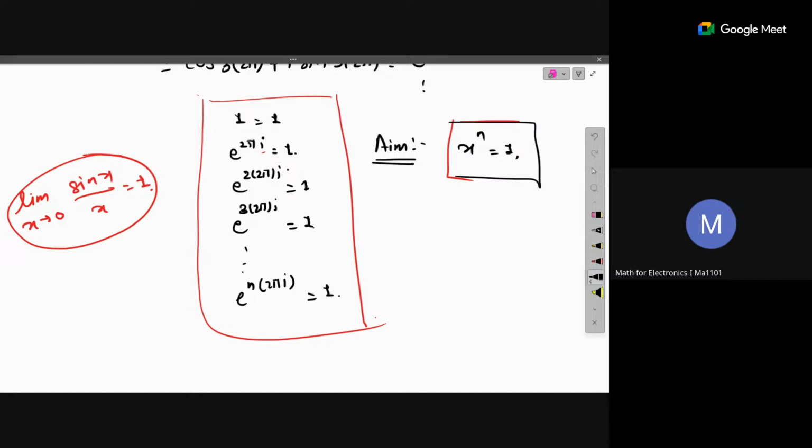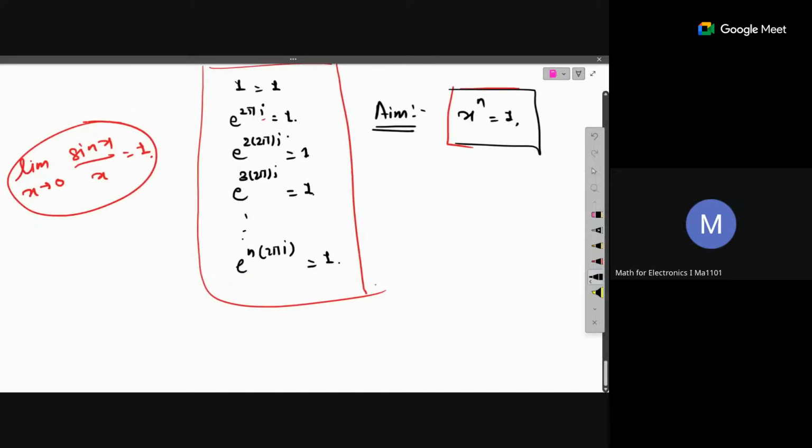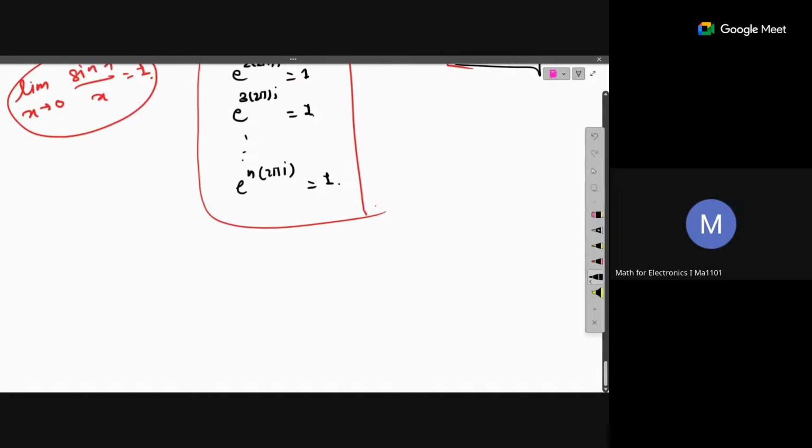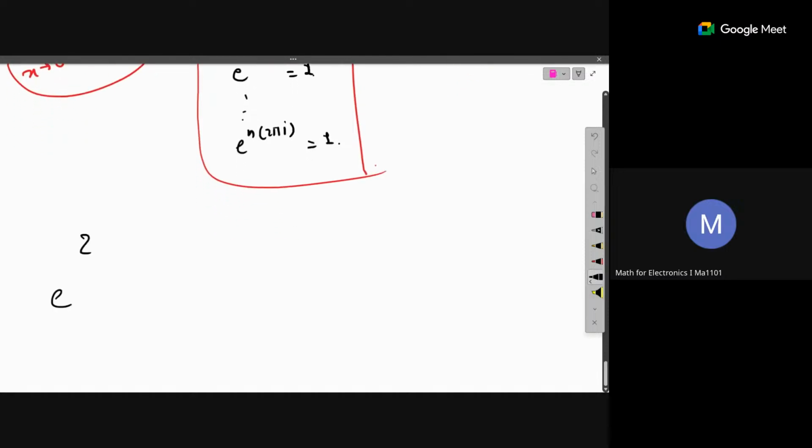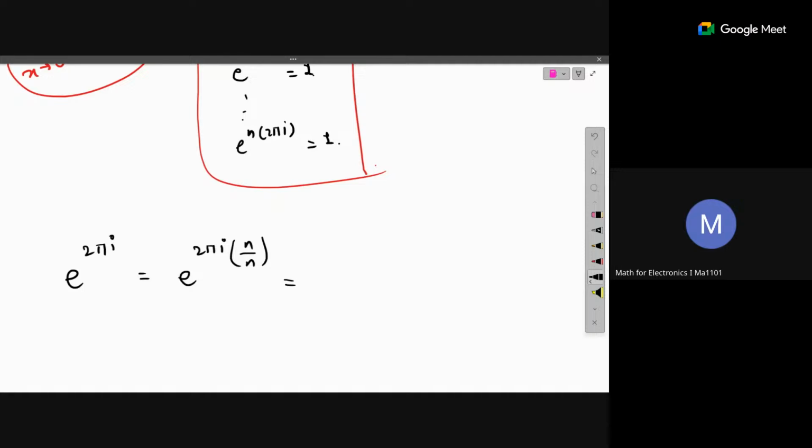And why I stop at n, I'll tell in a moment. Here you'll just take e to the power 2 pi iota. We can write it as e to the power 2 pi iota, multiplying and dividing by n. This won't affect our quantity. So this is the same as e to the power 2 n pi iota upon n. I'm just adjusting n in the numerator and denominator.